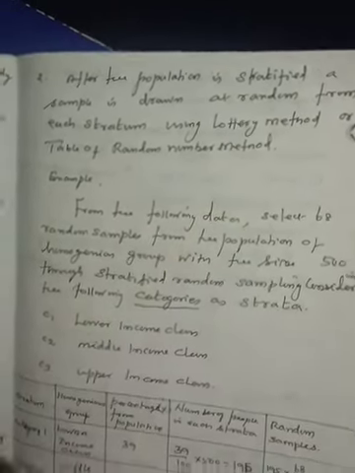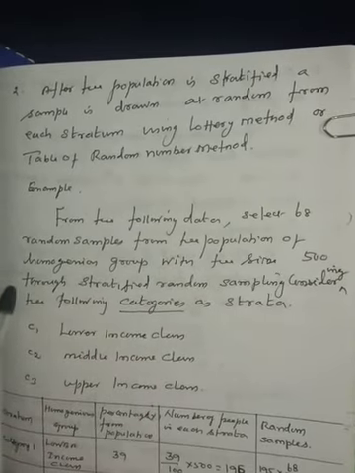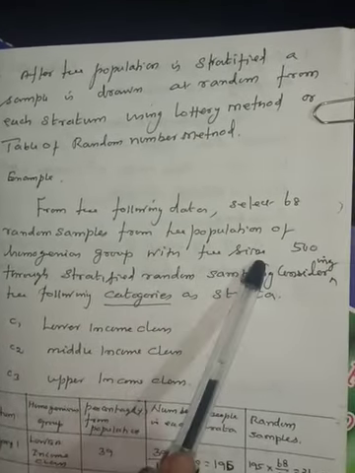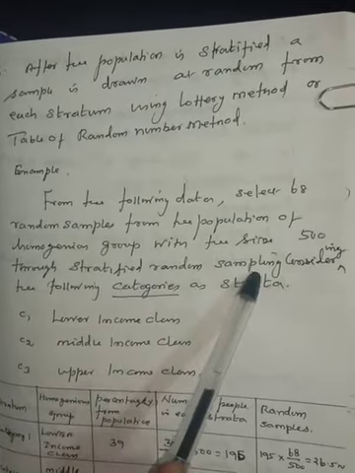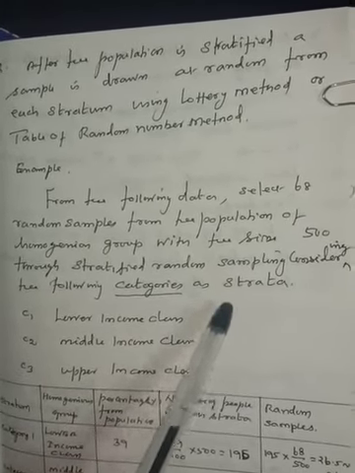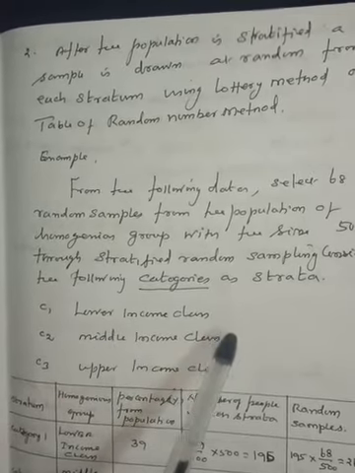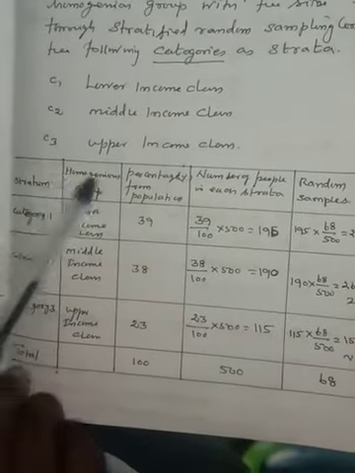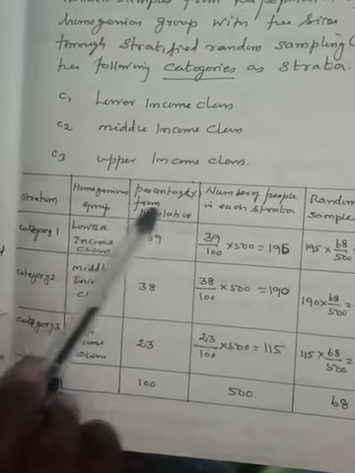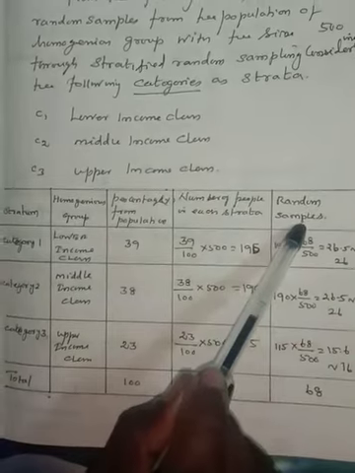Example: from the following data, select 68 random samples from a population of size 500 using proportional stratified random sampling, considering the following categories as strata. C1 means category number 1, lower income class. C2, middle income class. C3, upper income class. The columns are: first, stratum; next, homogeneous group; third, percentage from the population; fourth, number of people in each stratum. The random sample is the last column.